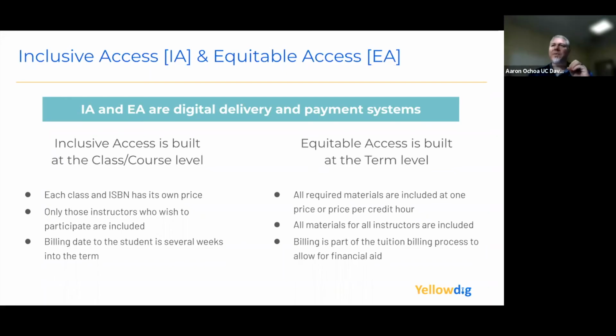But ultimately what happens is once the student has passed the term date where they have to actually pay their tuition, that is when their equitable access charge is due. And so if they have financial aid that's going to cover those costs, then it automatically happens.